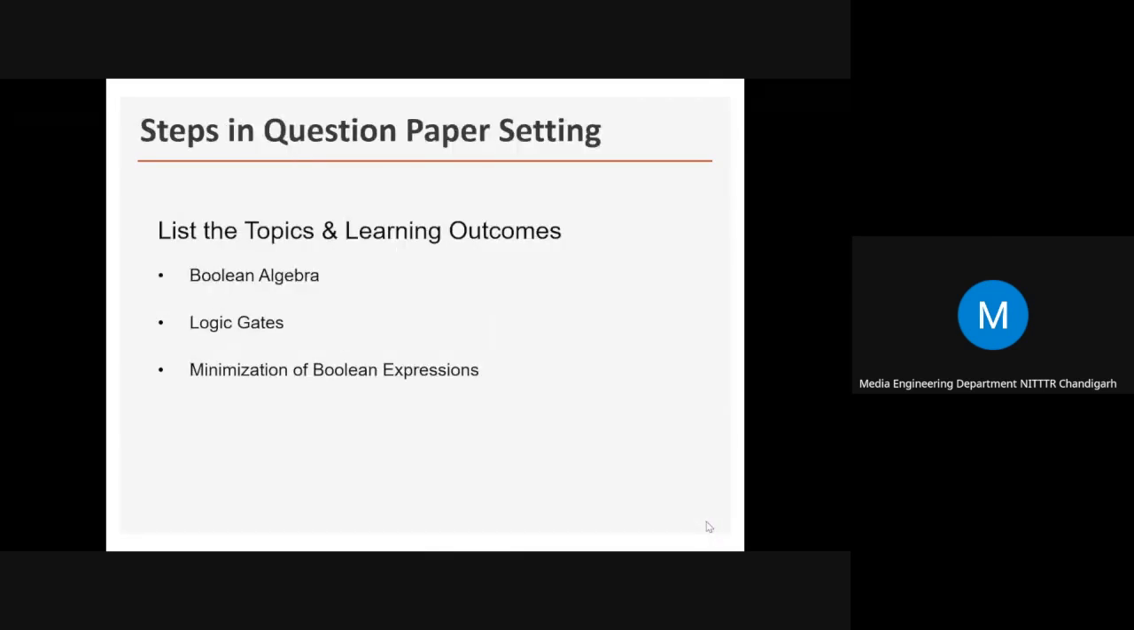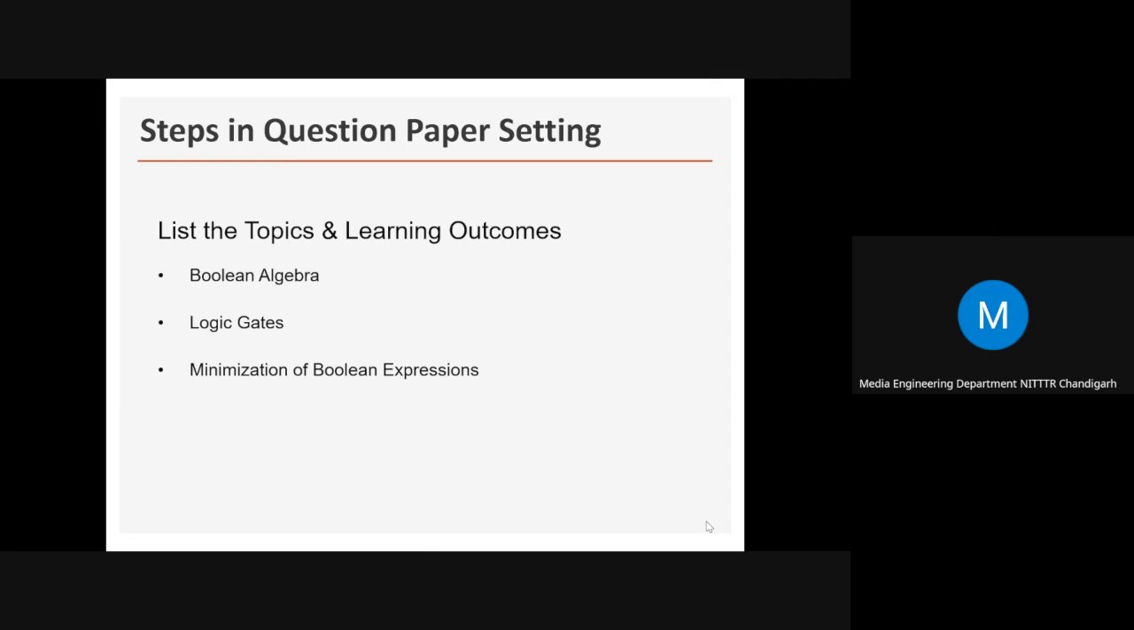So by recalling these facts, now let's quickly move through the certain steps which are suggested in literature by various researchers that we should follow to develop a good question paper. So the first step is to list the topics and learning outcomes. Here you can see, if you have a background in digital electronics, then you can identify that these three topics are related to digital electronics, or you can even replace these names by topic 1, topic 2, topic 3.